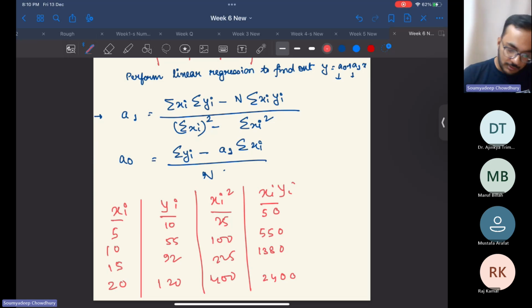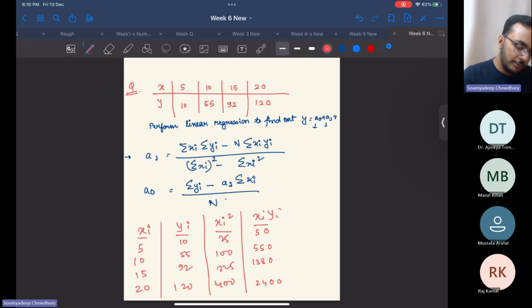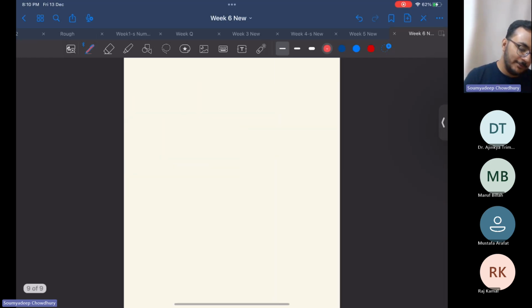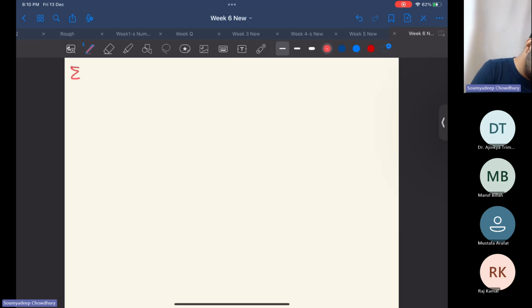Now you need to find out summation of all this. So for A1 you need summation xi, summation yi separately, then summation xi yi separately, again summation xi square and summation xi whole square. So we'll find out what is summation xi first. So it is 5 plus 10 plus 15 plus 20, right? 15, 30, 50. Summation yi is how much? 10, 55, 92 and 120, right? So it is basically 277.